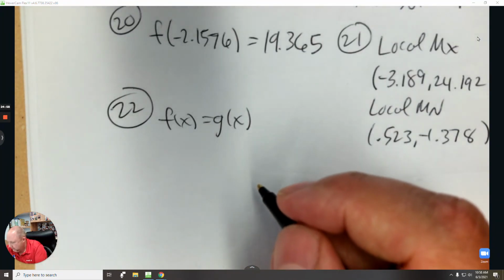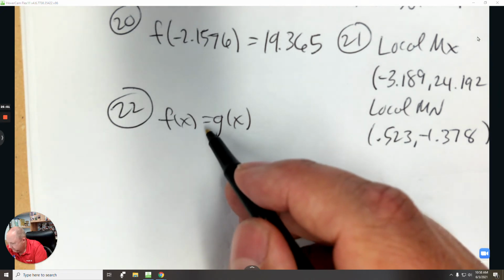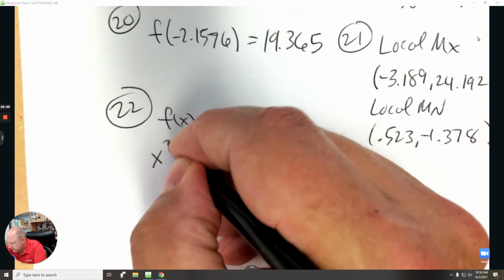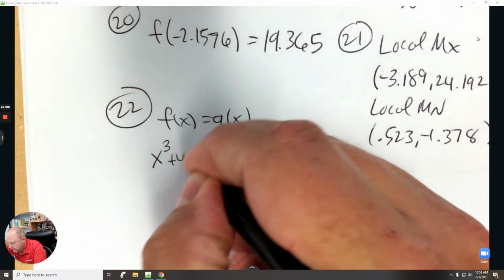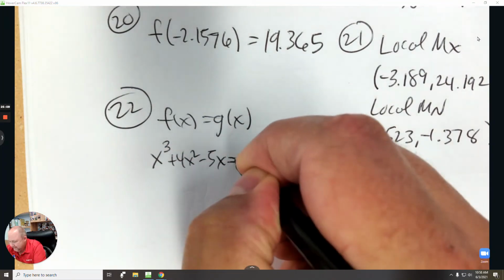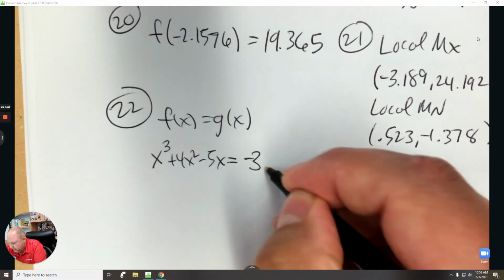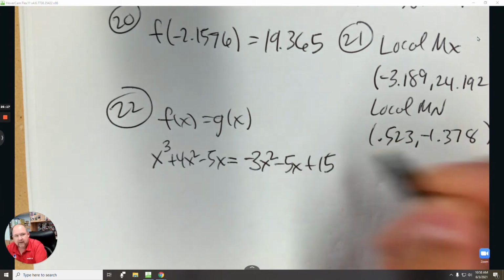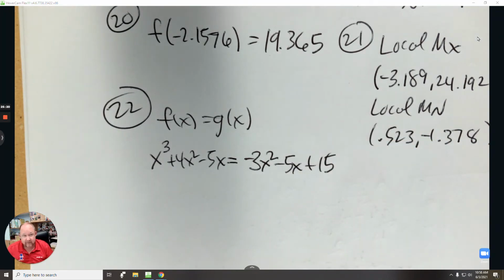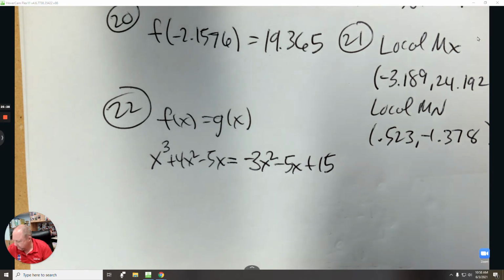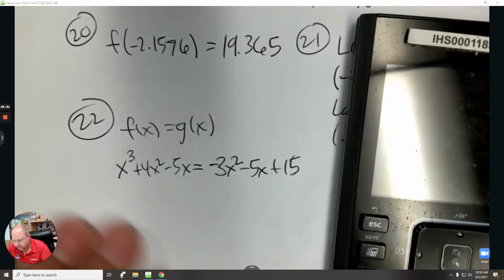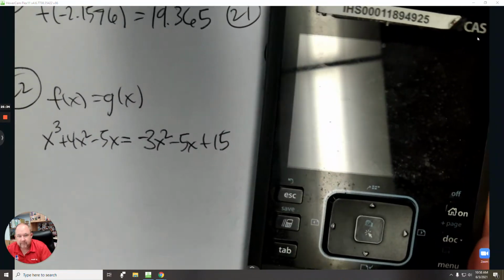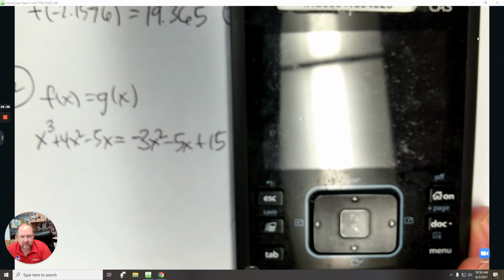So one equation is f(x), which is x cubed plus 4x squared minus 5x. g(x) is the new function given in that question, negative 3x squared minus 5x plus 15. So I want to solve that with my calculator. There are different ways to solve that with this calculator.